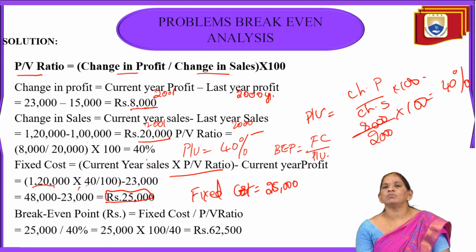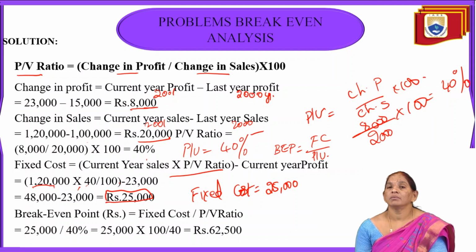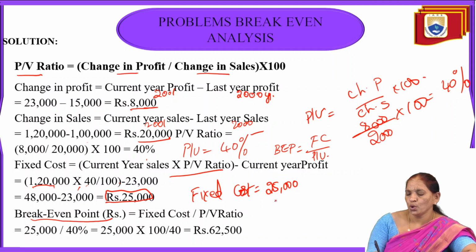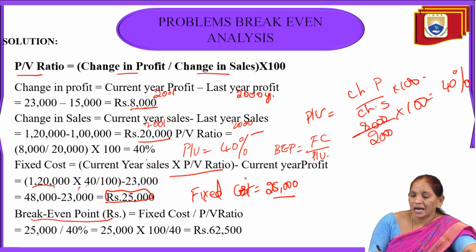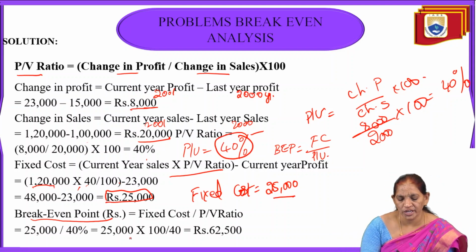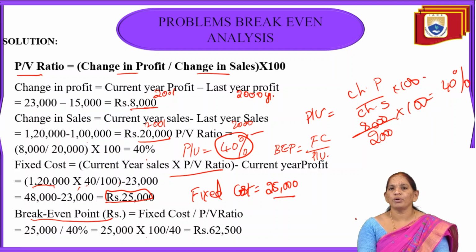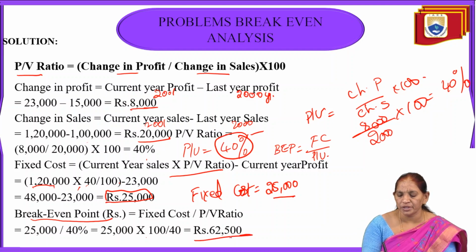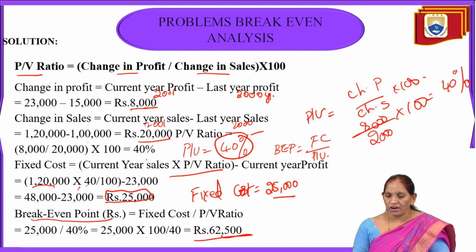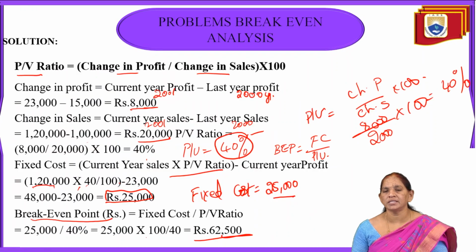So for fixed cost, we are able to identify the 25,000 by taking the help of current year sales and the current year profits with PV ratio. Then we go for calculation of break-even point, which is fixed cost by PV ratio. Already we have fixed cost of 25,000 and we achieved a PV ratio of 40%, so 25,000 into 100 by 40, we are getting BEP at 62,500. So we have completed the first question, asking what is break-even.